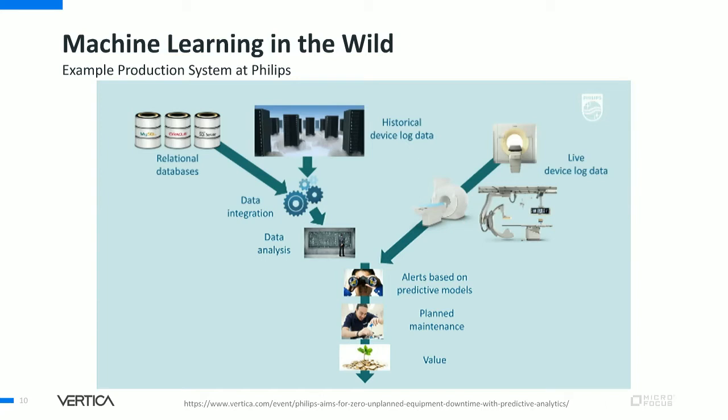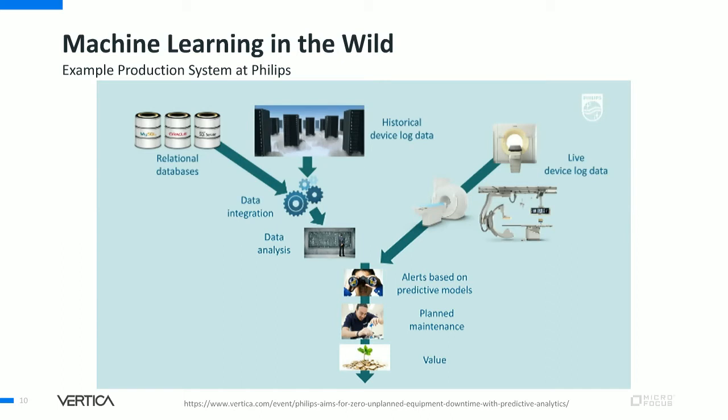And on the right, we have a branch which has live device log data coming in from various MRI machines, CAT scan machines, et cetera. And this is a ton of data. So these machines are constantly running, they're constantly on, and there's a bunch of them. So data just keeps streaming in. And so we don't want this data to have to take any unnecessary detours because that would greatly slow down the whole system.